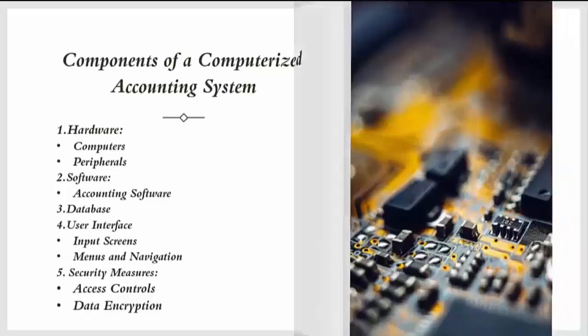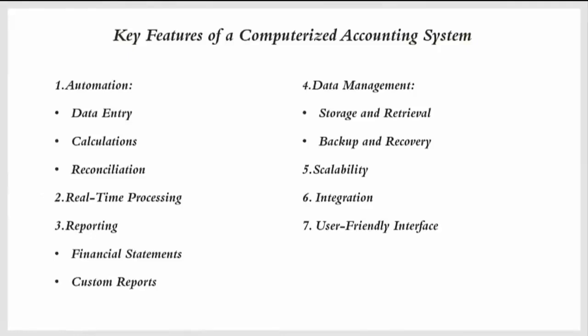Key features of a computerized accounting system. 1. Automation. Data entry. Automatic recording of transactions reduces the need for manual entry. Calculations. Automated calculations for taxes, discounts, interest, and other financial figures. Reconciliation. Automatic bank reconciliation helps match the company's records with bank statements. 2. Real-time processing. Transactions are processed and recorded in real time, providing up-to-date financial information.